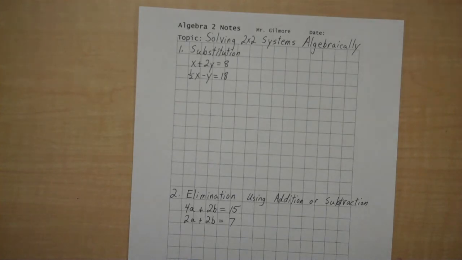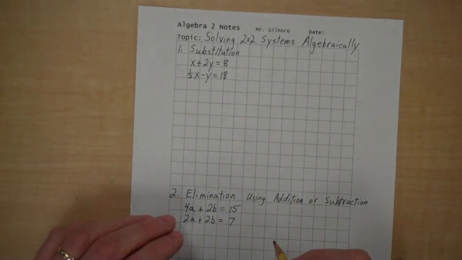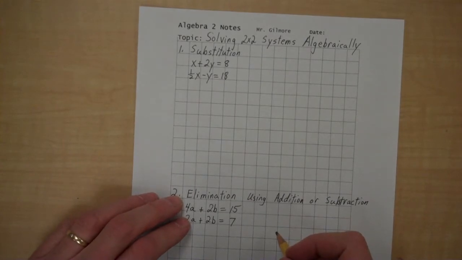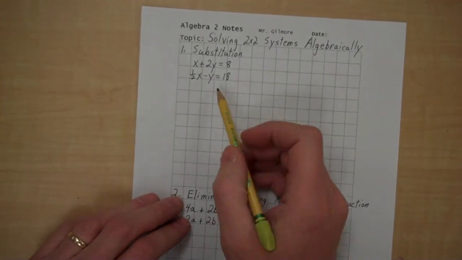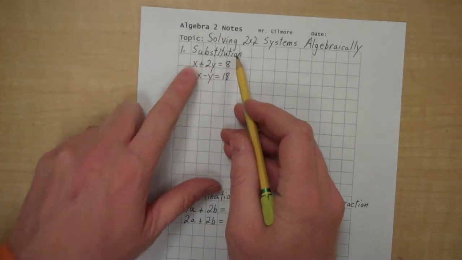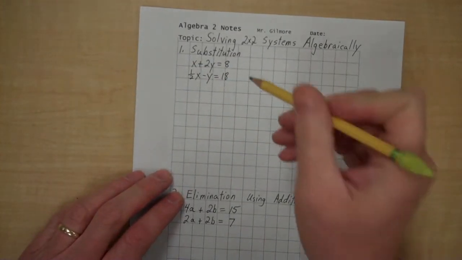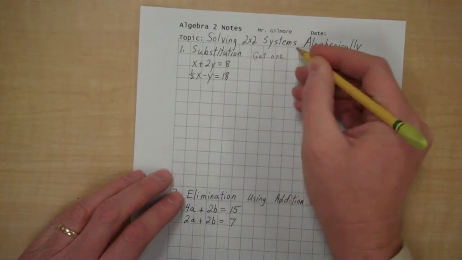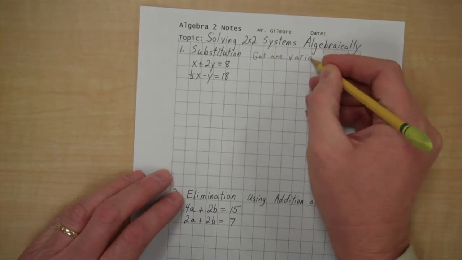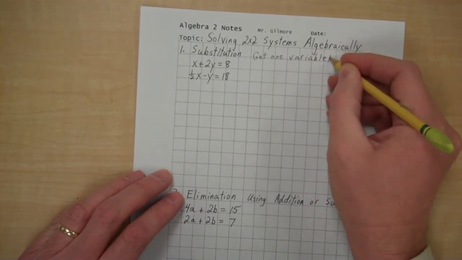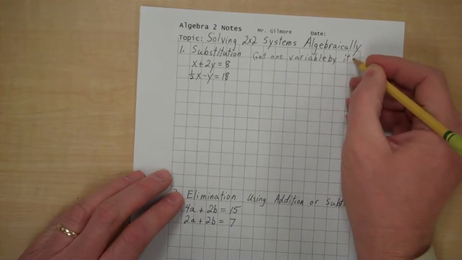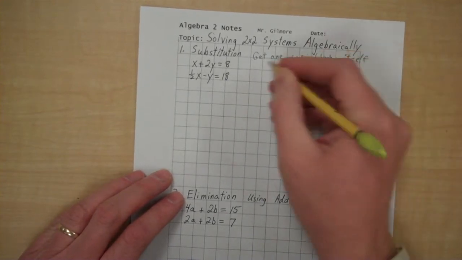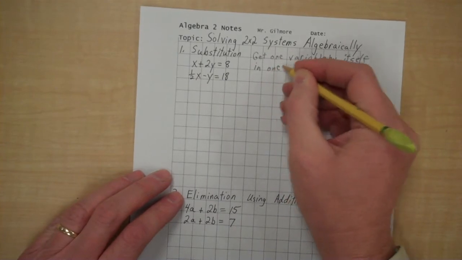in. And we are working on solving 2x2 systems algebraically. And we're going to work on the methods of doing that. And the first method we'll talk about is substitution. Substitution requires that you get one variable by itself if it isn't already. In one equation. Just one equation, not both.